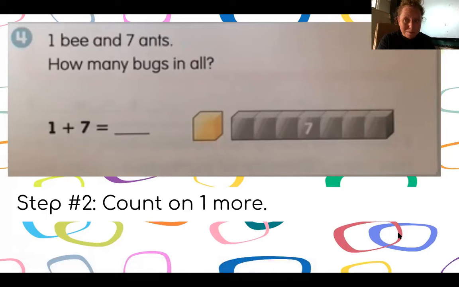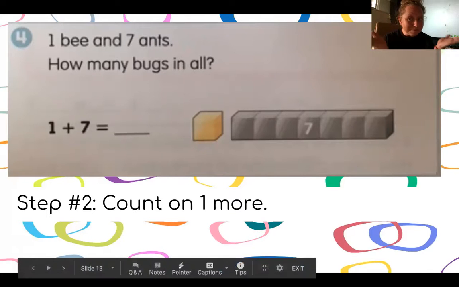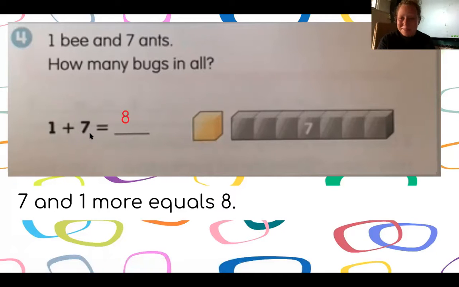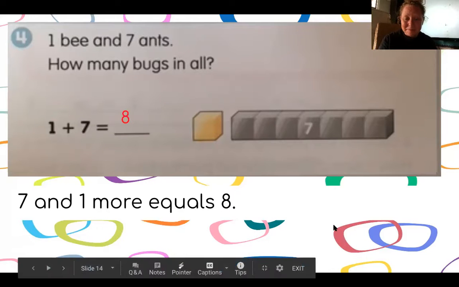You are counting 1 more. 7 goes in your head and counting 1 more. Ready? 7, 8. Do that with me. Ready? Put 7 in your head and count on 1. 7, 8. What is 1 plus 7, friends? Did you say 8? 1 plus 7 does equal 8. If we start with the biggest number and count on 1 more, we get to 8. 7 and 1 more is 8.